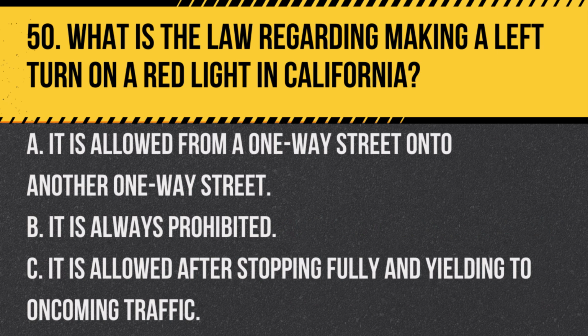Question 50. What is the law regarding making a left turn on a red light in California? A. It is allowed from a one-way street onto another one-way street. B. It is always prohibited. C. It is allowed after stopping fully and yielding to oncoming traffic. Answer: A. It is allowed from a one-way street onto another one-way street. This is an exception to the general rule against red light turns.